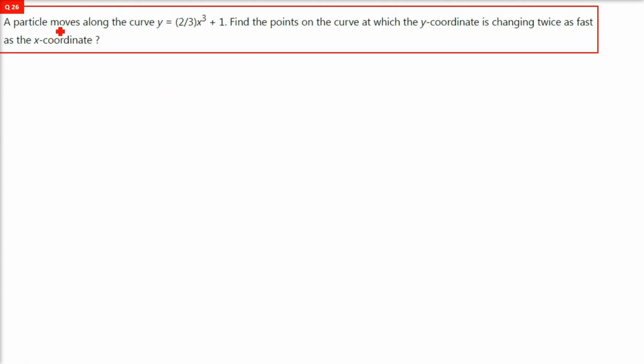A particle moves along the curve, and this curve is y equals 2 by 3 x cube plus 1. Find the points on the curve at which the y coordinate is changing twice as fast as the x coordinate. So dy by dt is actually equal to twice of dx by dt. This is the question asking. Dy by dt is equal to twice of dx by dt.